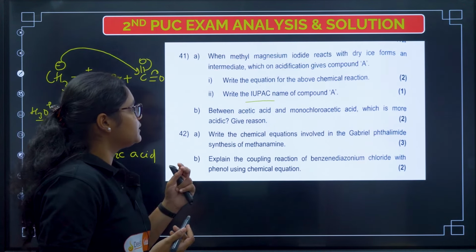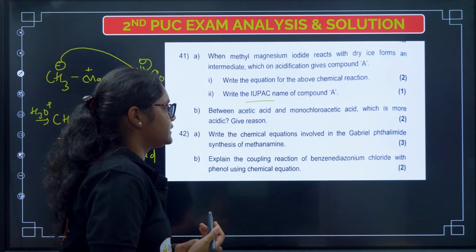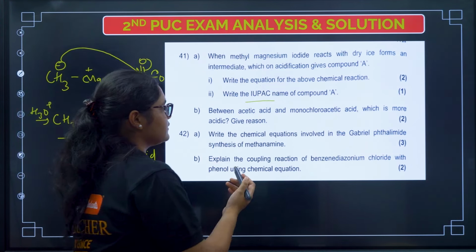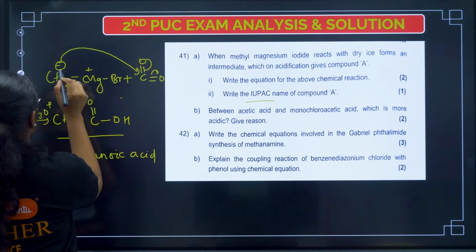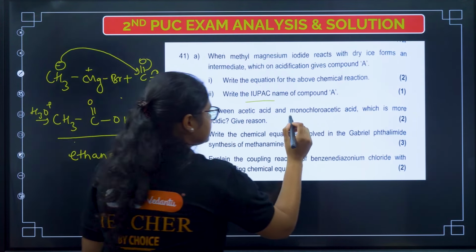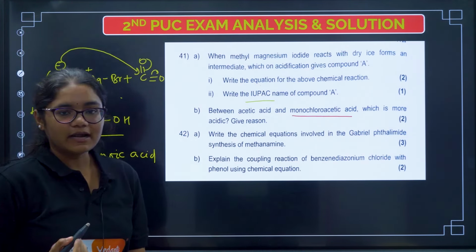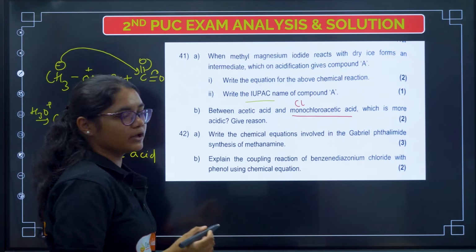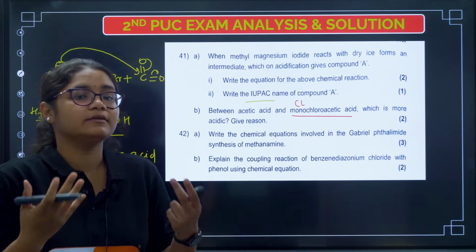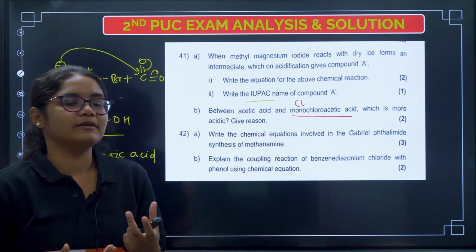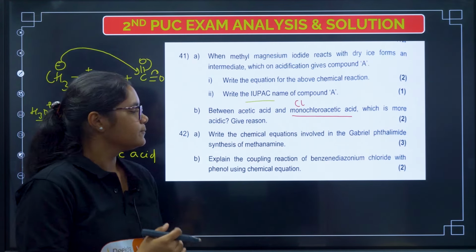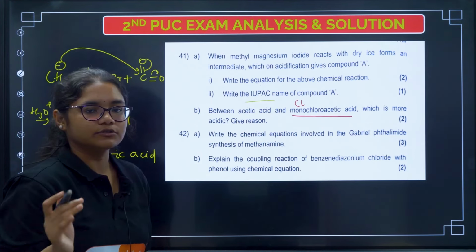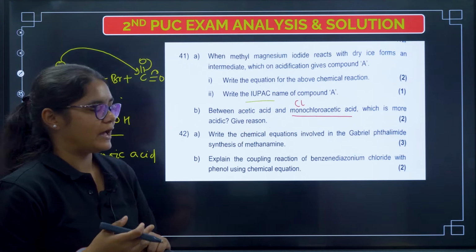Next, between acetic acid and monochloroacetic acid, which is more acidic? Give reason. So first is, which is more acidic? The answer should be monochloroacetic acid is more acidic. What is the reason for that? Because of an electron withdrawing group. Chlorine is present, which is an electron withdrawing group, and we know an electron withdrawing group increases the acidity due to the stabilization of the conjugate base. So you can write down, since chlorine is an electron withdrawing group, it stabilizes the conjugate base. That is why it is more acidic.